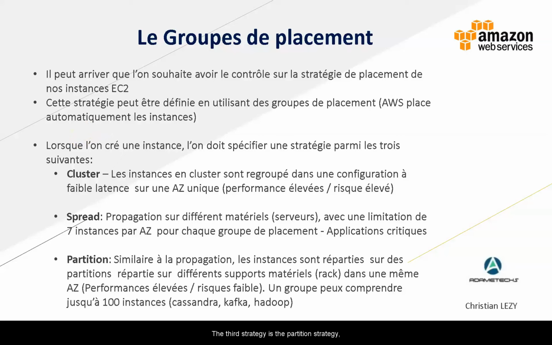The third strategy is the partition strategy, which is similar to spread. However, the instances are distributed over partitions, which are themselves distributed over different hardware within the same availability zone. This ensures high performance and very low risk. Finally, this type of placement group can include up to 100 instances. This corresponds to large applications such as Cassandra, Kafka, or Hadoop.